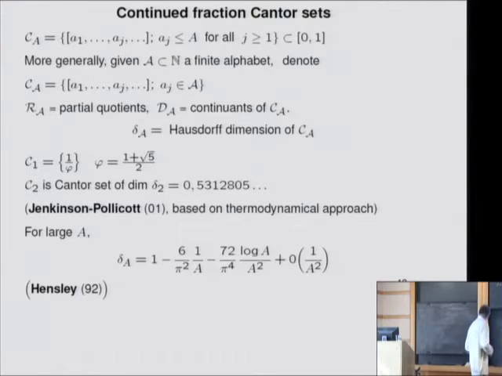So one of the important things are the continued fraction Cantor sets of numbers in 0,1 with bounded partial quotients. Here we are not restricting ourselves to rationals, but we take all real numbers in 0,1 whose partial quotients are bounded, say, by capital A. Now, for A equals 1, it's not very interesting. But already for A equals 2, you get an interesting Cantor set, which has a dimension just a little bit above a half.